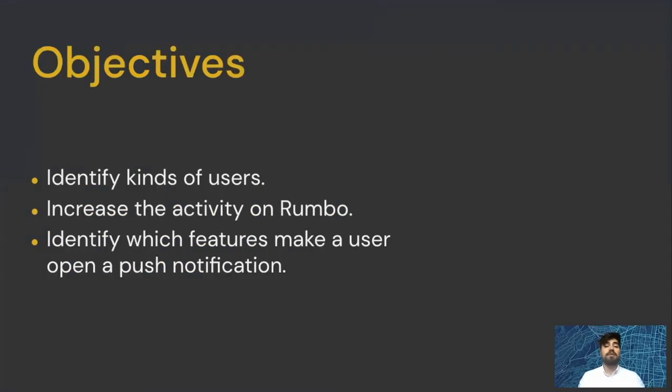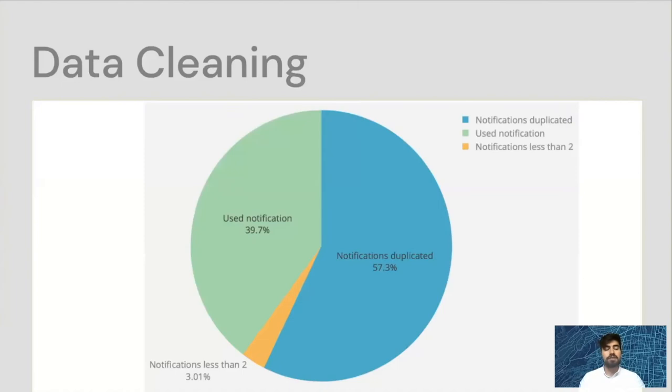The objectives of our project were to identify kinds of users, increase the activity of Rumbo, and identify which features make the user open a notification. So we start with data cleaning. We start with all of these notifications, around 2.2, 2.3 million. And finally, we ended with 900,000 notifications that we use, which is here.